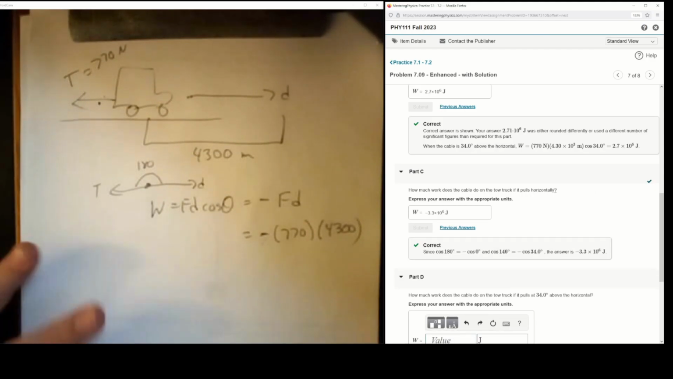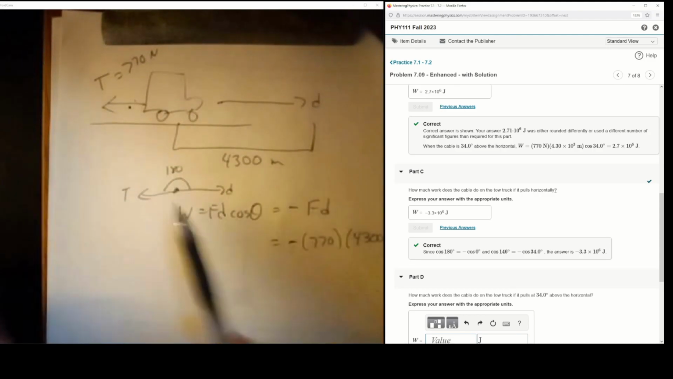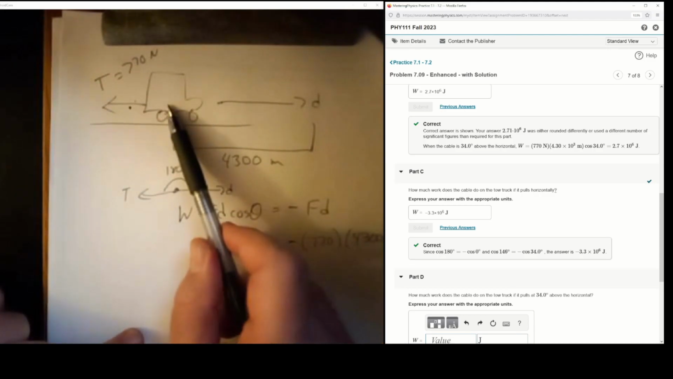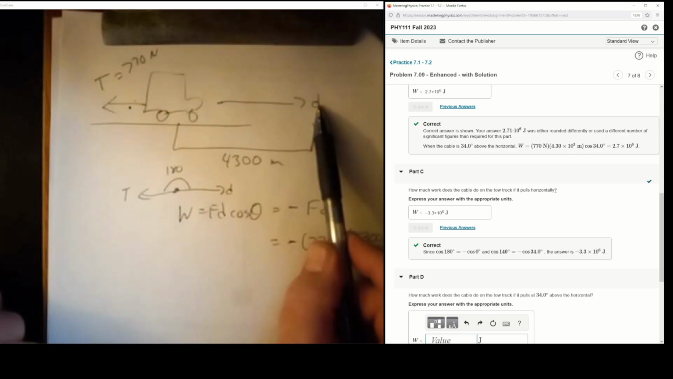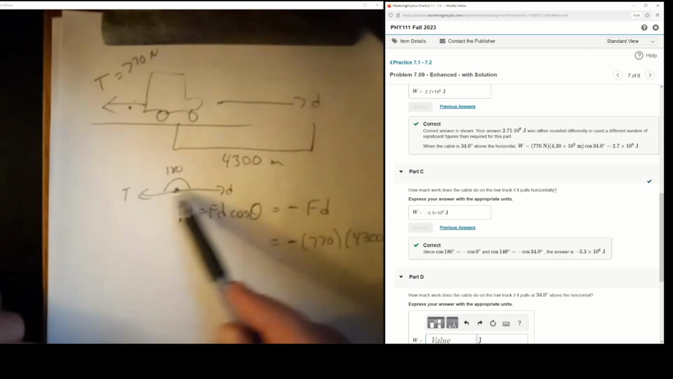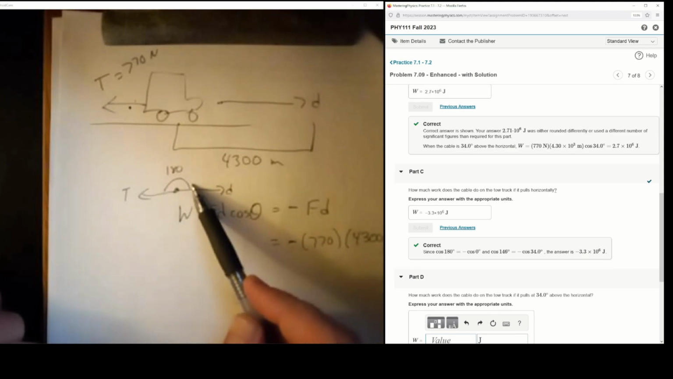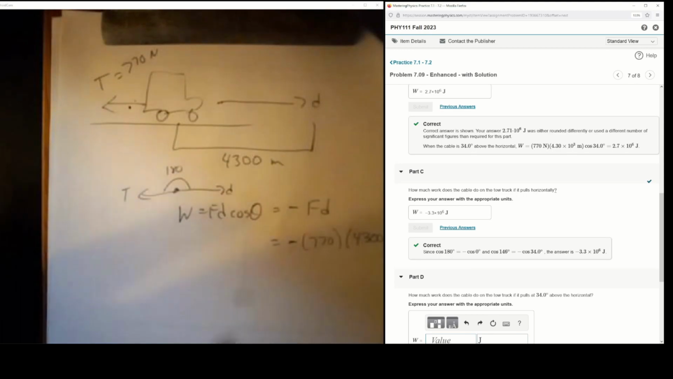So 3.3, but minus. And just to be clear, the minus sign comes from the fact that we're looking at the truck now. From the truck's perspective, tension's going to the left. Their displacement is to the right. And the angle between those two, connecting the vectors tail to tail, is 180 degrees. And cosine 180 is what pops out that minus sign and makes that work negative.